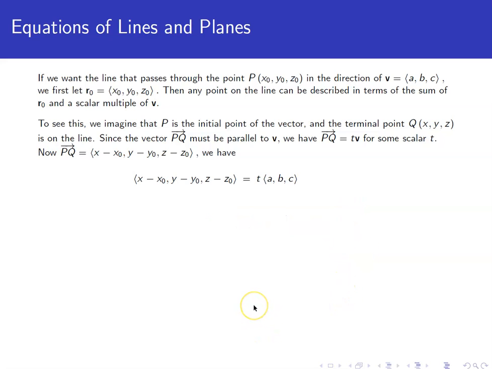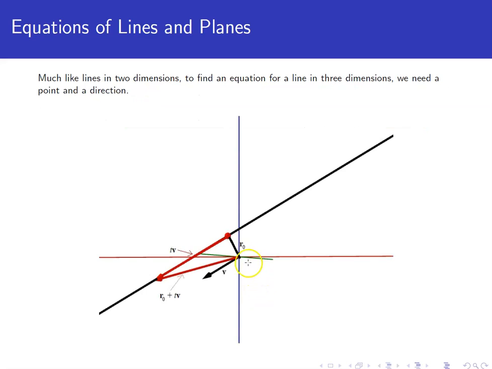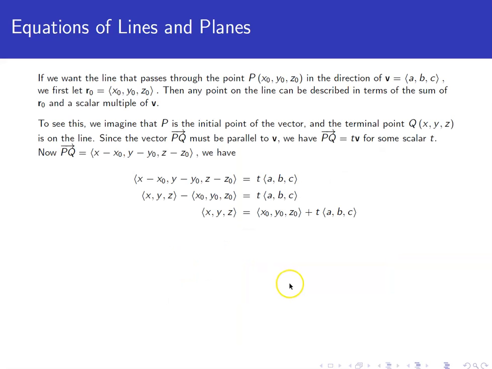Let me scroll back there real quick, just so we can get the picture again. This would be our point P. This would be our point, or any point on the line, Q. Then the vector from P to Q is this tv. And we find, because it has to be parallel to v, it has to be on the line. It's pointing along the line, and v points in the direction of the line. So it has to be some scalar multiple of v, and we can find the P to Q by doing terminal point minus initial point. We refer to this as the vector form of the equation of the line.